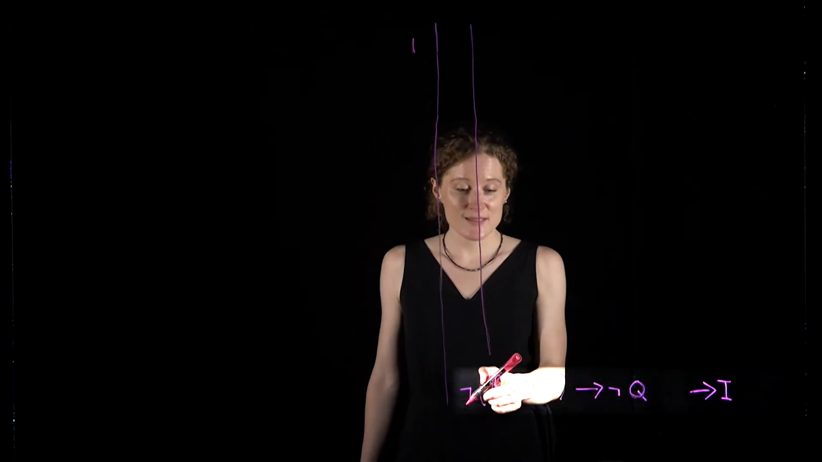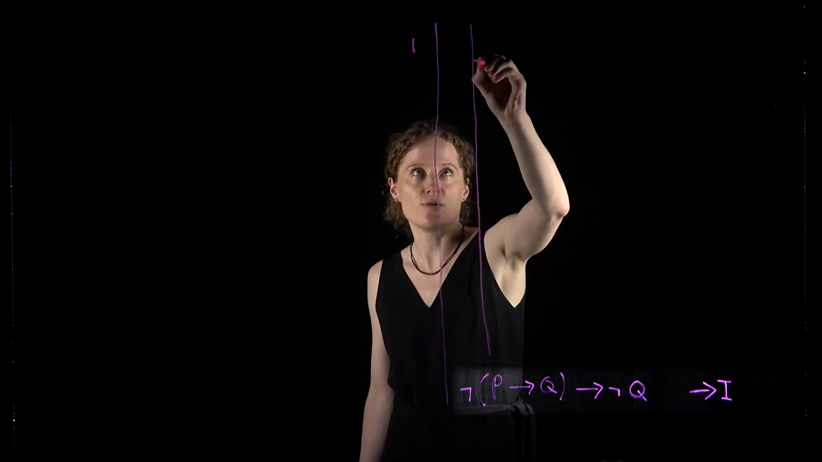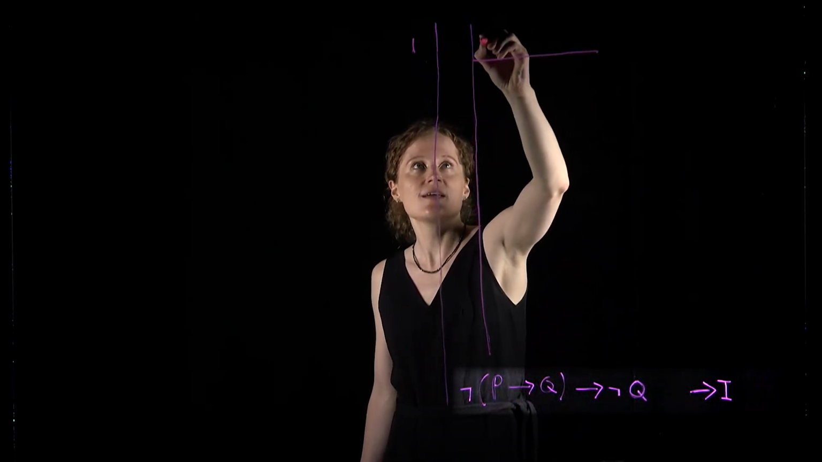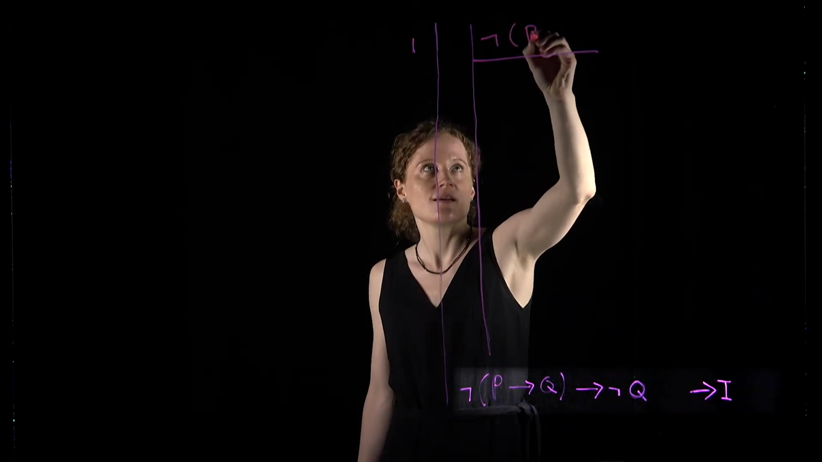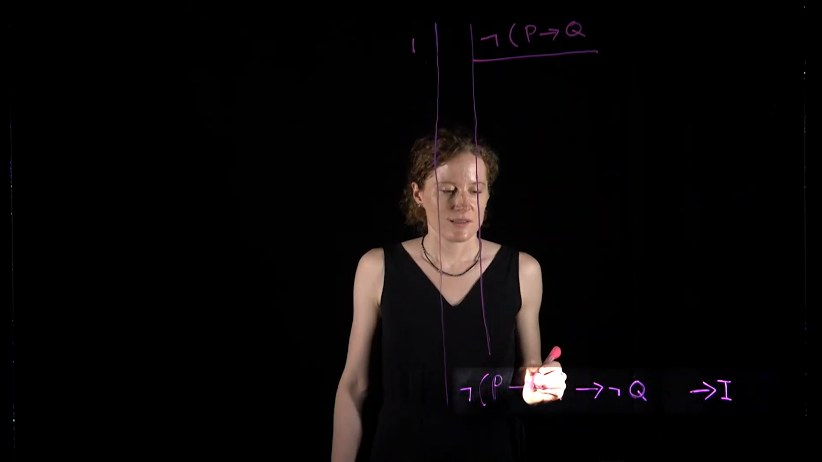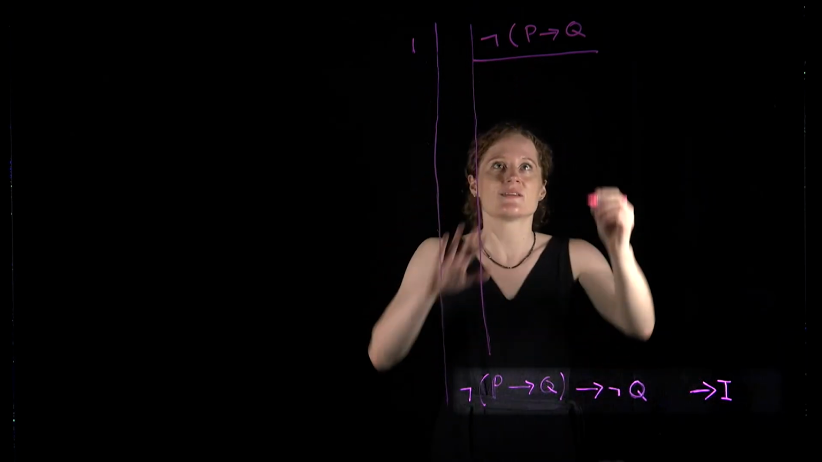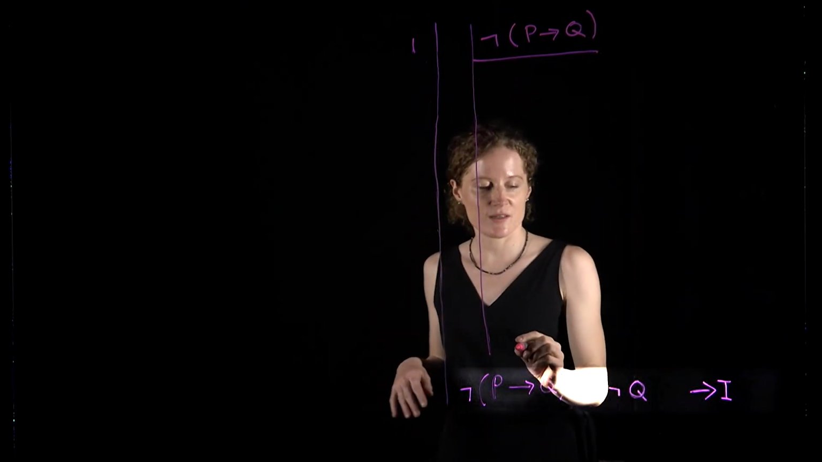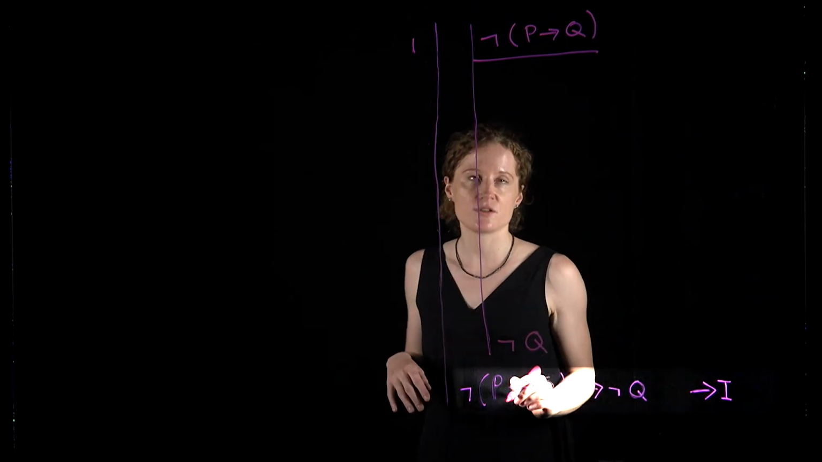And now this subproof is going to introduce an assumption into our proof. I am going to assume the antecedent of our conditional: it's not the case that if P then Q. And I want to show that this assumption leads to the conclusion that not Q.